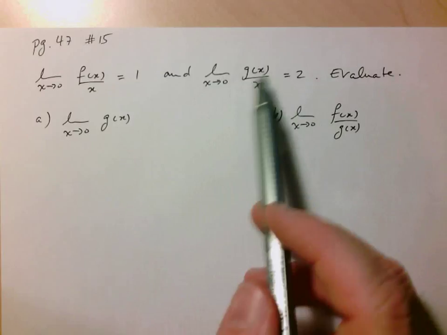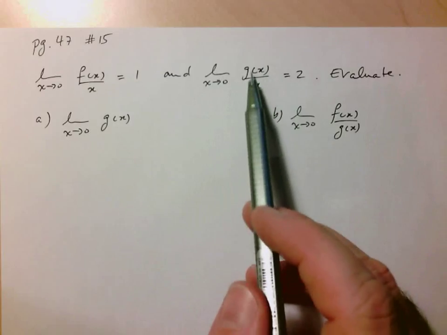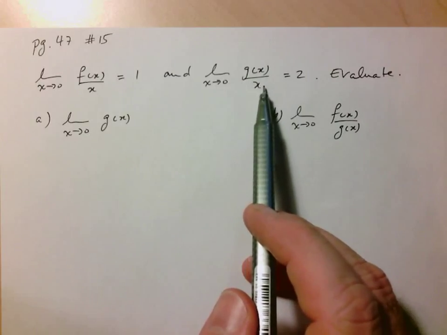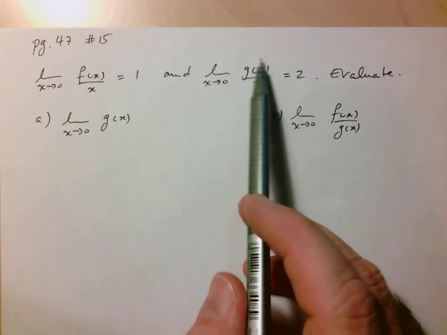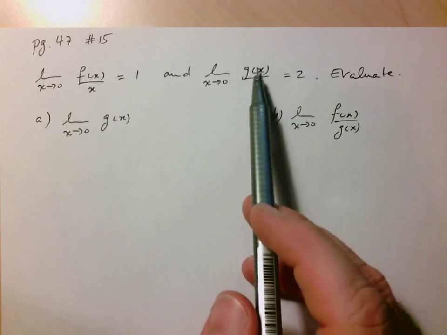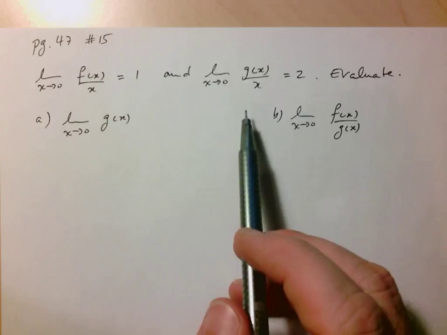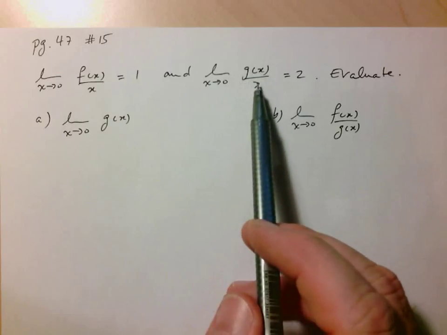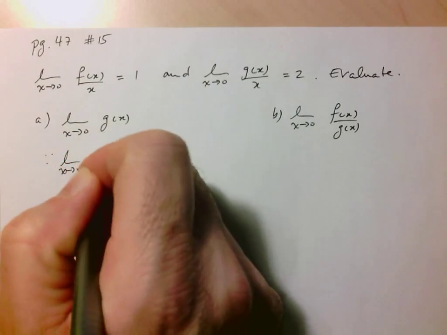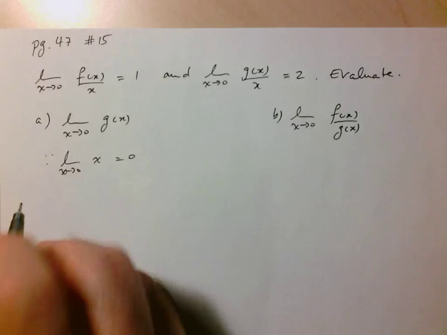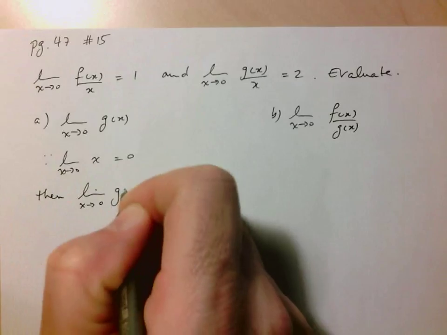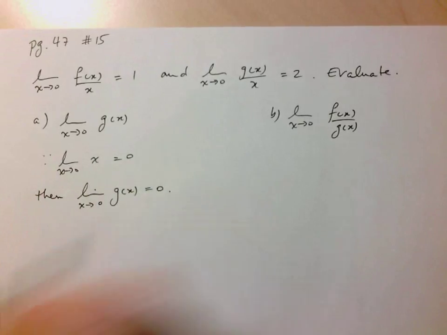So I'm going to work with this piece of information since that's the one that involves g of x, and I notice that the limit of this quotient is equal to 2. So it means that this limit exists. However, I notice that the denominator is approaching 0. We know that the only way for such a limit, where the denominator of a quotient is approaching 0, to exist is if the numerator is also approaching 0. So here we can say that since the limit as x approaches 0 of x is equal to 0, then the limit of that numerator function, in this case g of x, is also equal to 0.